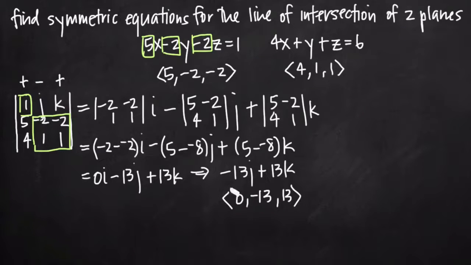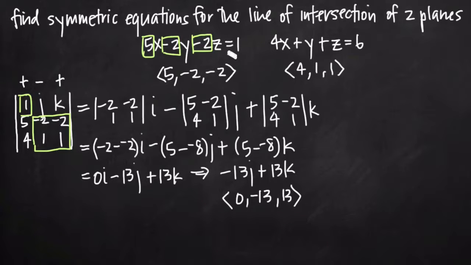So this vector now is the cross product of our two normal vectors. It's a vector which is orthogonal or perpendicular to these two normal vectors here. So this vector is parallel to our line of intersection between the two planes. We have a direction for that line of intersection. Now we just need a point on the line.